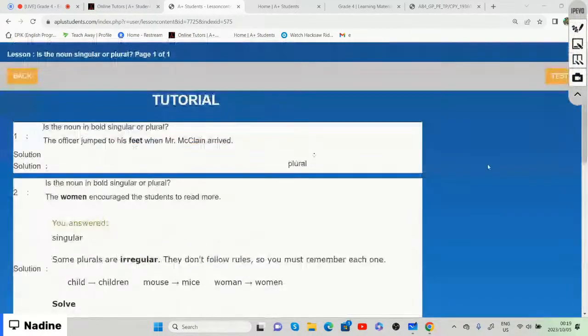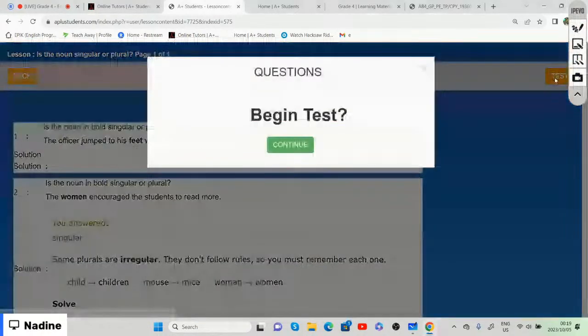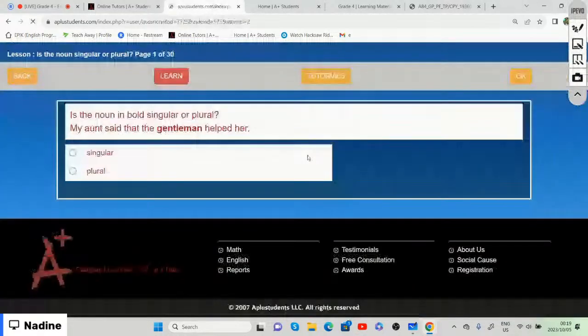nouns. Now we are going on to our test. We're going to begin our test where we are going to say if the noun is either singular or plural. We're going to look at the sentence. The word in bold, we are going to have to say if that word in bold is either singular or plural. My aunt said that the gentleman helped her.